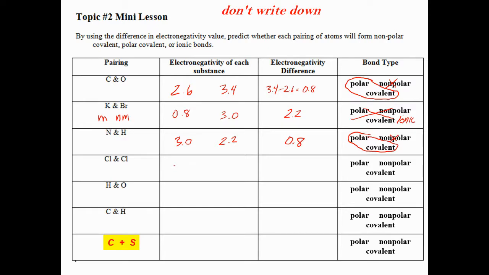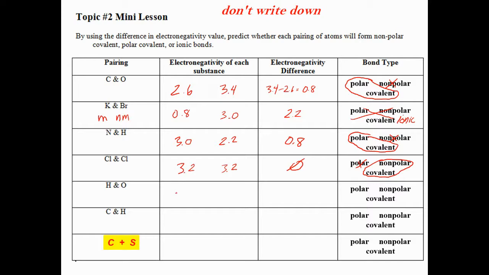Chlorine and chlorine. Oh, two atoms of the same element. One has an electronegativity of 3.2. The other one has an electronegativity of 3.2. A bond between them has no difference in electronegativity. So that's a non-polar covalent bond. Okay, hopefully this is starting to make sense, and you can see it's actually really simple.